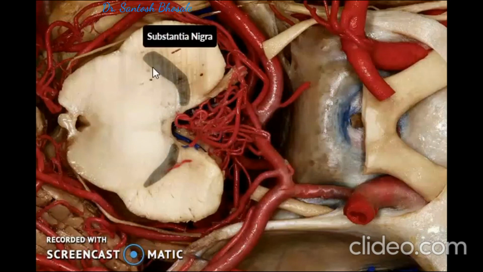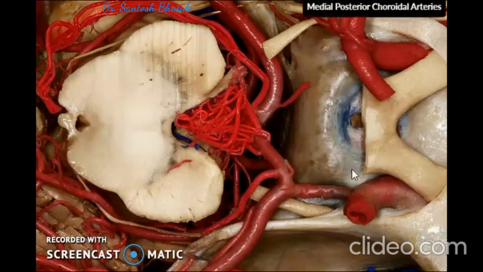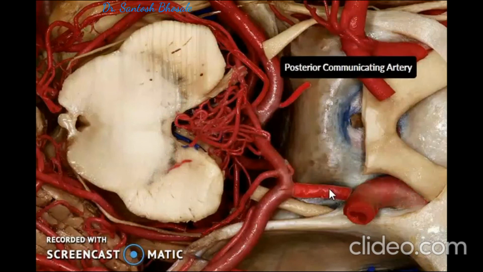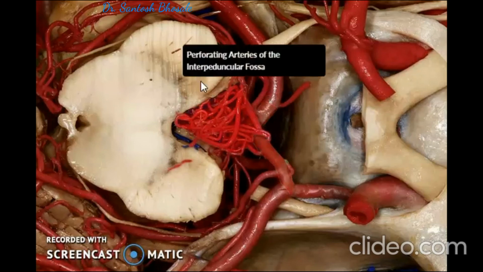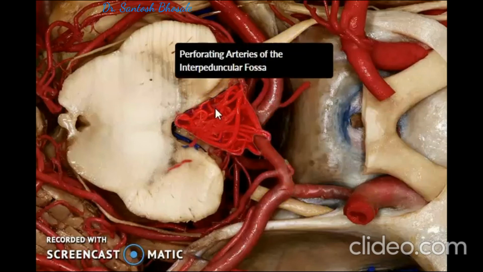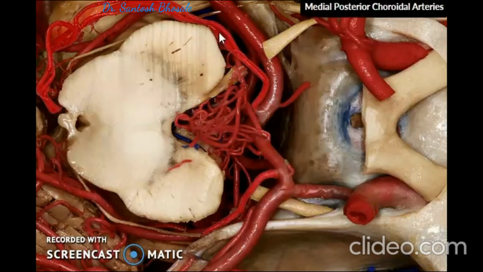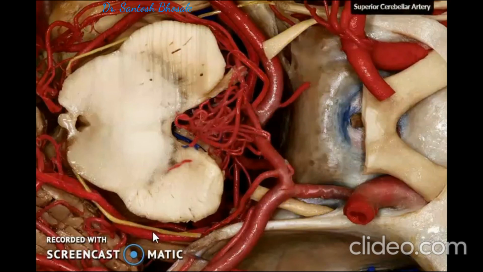This is a cross section of midbrain. You can see substantia nigra. In front of it, you will see the interpeduncular artery, posterior communicating artery, and these are posterior cerebral arteries giving perforating branches in the interpeduncular fossa. And you can see the posterior choroidal artery and the superior cerebellar artery supplying the midbrain.